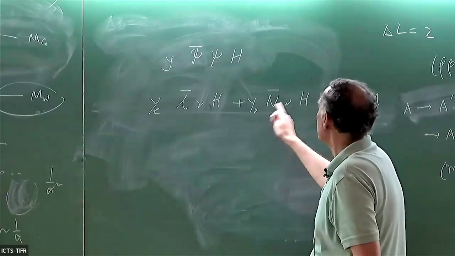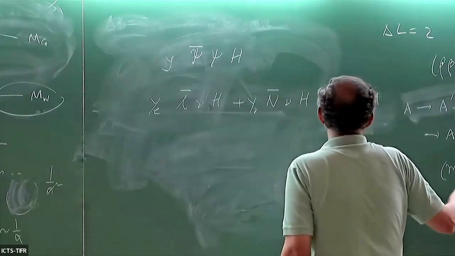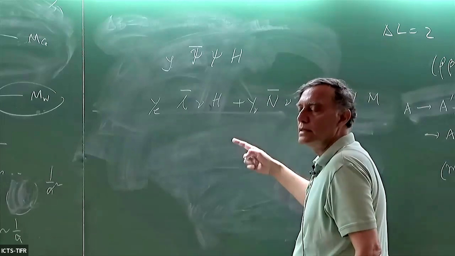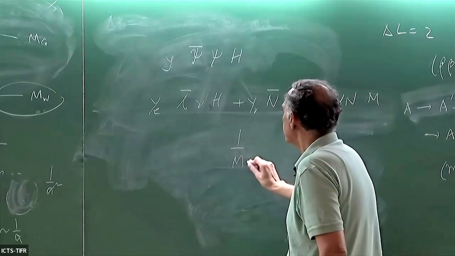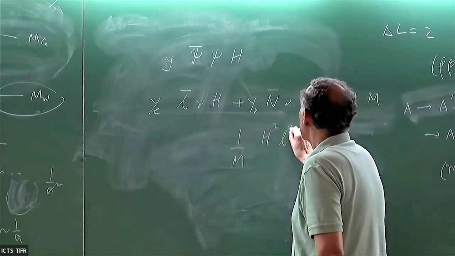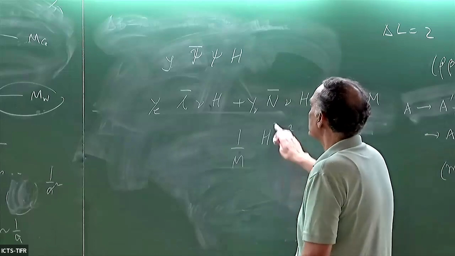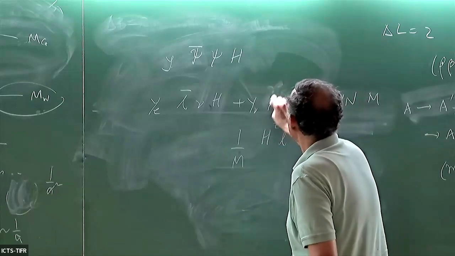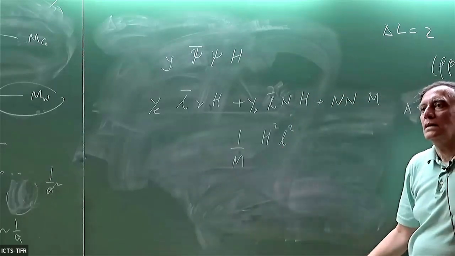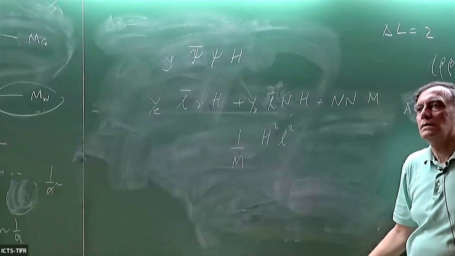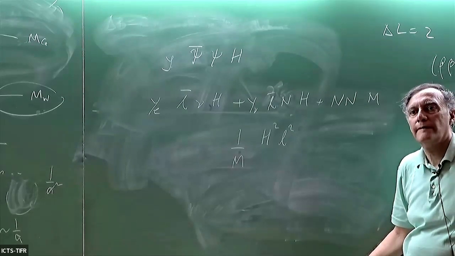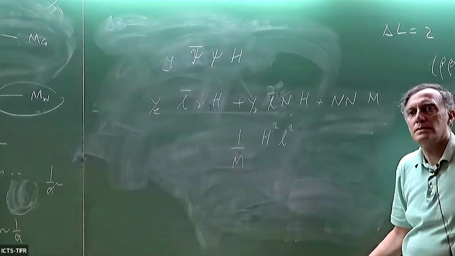And then you integrate, that's how that operator, I don't know if it's still there, is generated. You now integrate out capital N and you generate some 1 over M type thing, which goes like Higgs squared, lepton squared. What am I doing? This is garbage. It's L bar N. Something like this. No, that's right.